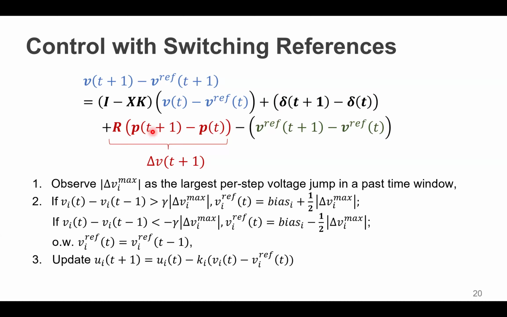Now, for our algorithm, this switched reference makes the second term, the difference between V reference at t+1 and V reference at t, equal exactly the step voltage change at t+1 when we have the sudden power changes. Through the design, we get an exact cancellation of the green and the red part, which enables us to greatly reduce the impact from sudden changes of power.